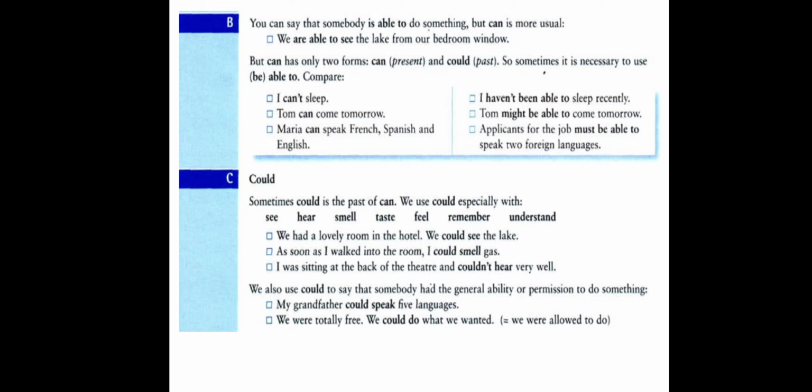The third example here: applicants for the job must be able to speak. If we want to use obligation, we need to use must, and we can't use can after must. We don't say applicants for the job must can. It is incorrect. So we opt for be able to, and be is the base form, must is followed by the base form, so we say applicants for the job must be able to speak 2 foreign languages.